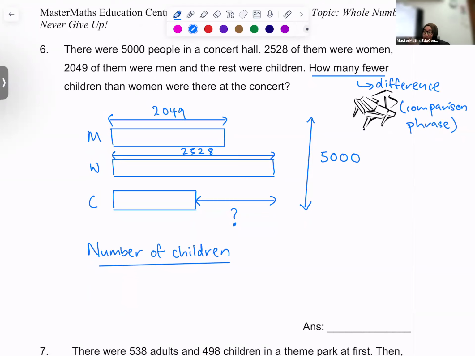Yes, Pritika, you were saying? 5,000 minus 2,528. Okay, good. Is that the only step, or do we have to minus something else again later? Very good. So what we're doing is we're taking the total number of people and removing the women first. Then later we have to remove the men. So can you guys find out what is this? 5,000 minus 2,528.